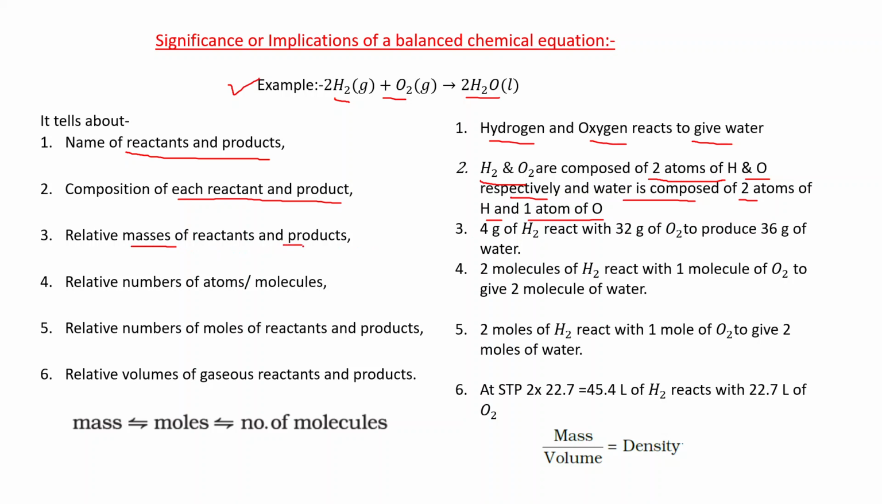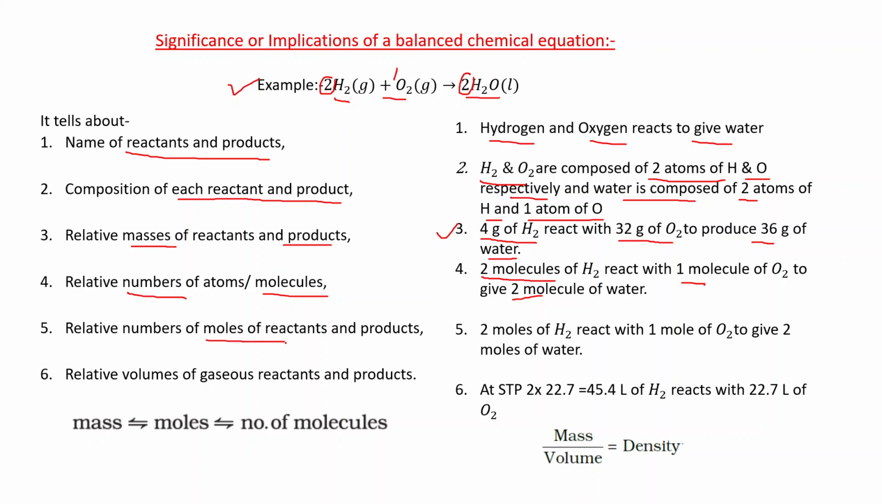Relative masses of reactants and products. From this equation we can say 4 gram of H2 reacts with 32 gram of O2 to produce 36 gram of water. If we know the molar mass of these reactants and products, we can find out these masses. In the same way, we can find the relative number of atoms or molecules with the help of the stoichiometric coefficient. That is, 2 molecules of H2 react with 1 molecule of oxygen to give 2 molecules of water. For oxygen nothing is written, that's why we can say its stoichiometric coefficient is 1.